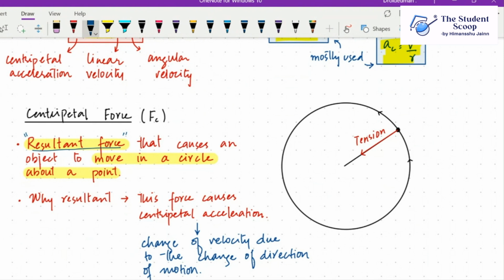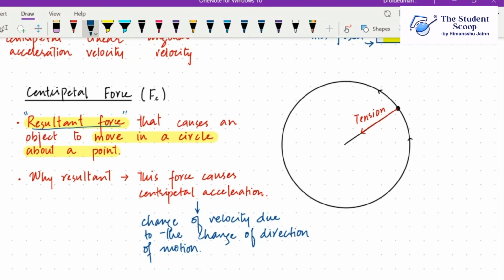No matter how many forces are acting on an object, there is only one resultant acceleration for the object, and that resultant acceleration is always in the direction of the resultant force. So this is a resultant force.